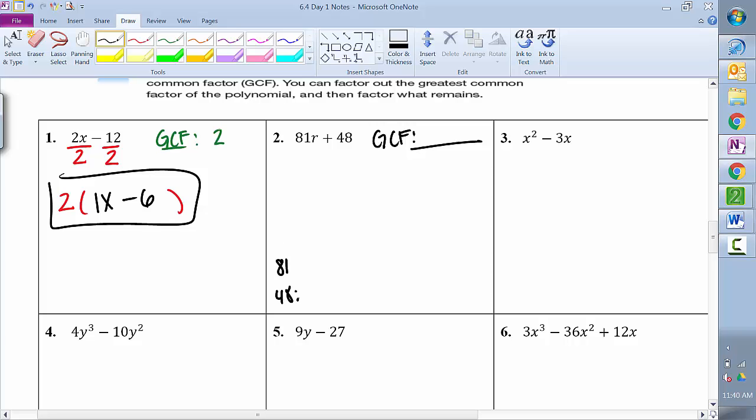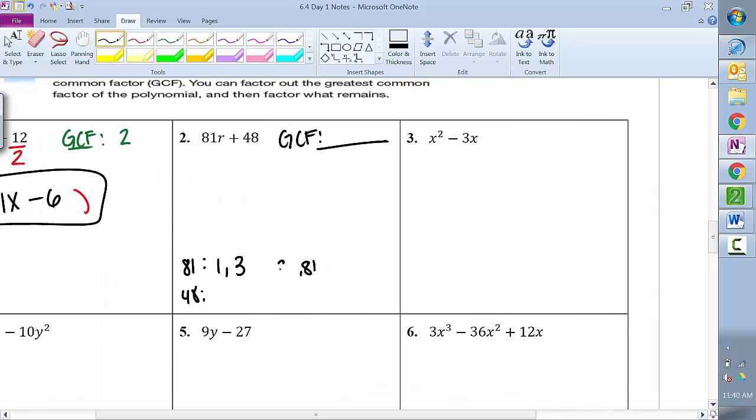81 and 48. I have 1 and 81. 2 doesn't go in there because it's not even. Does 3? Check it out. 81 divided by 3. Does that work? Yeah. And what number did you get when you did that? 27. Okay? We're almost done already. 4 doesn't go in there. 5 doesn't go in there. Try 6. Does 6 go in there? No. Does 7? No. Does 9? Yes. 81 divided by 9 is 9. And that closes it.